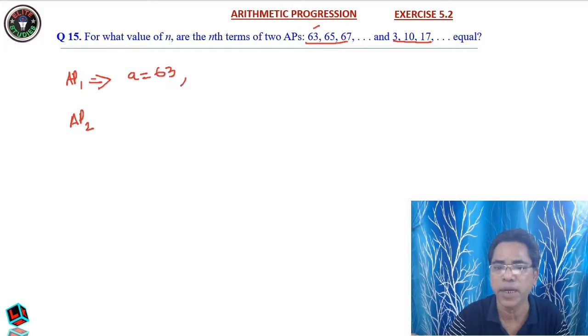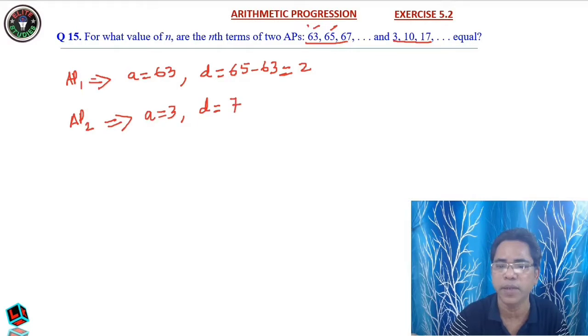And what is D? D is equal to 65 minus 63, which is equal to 2. Clear? Similarly, in the second AP, we can easily see that A is equal to 3 and D is equal to 10 minus 3, that is equal to 7. So for both the APs we have the values of A and D. Now we have to find for what value of N the nth terms of the two APs will be equal.